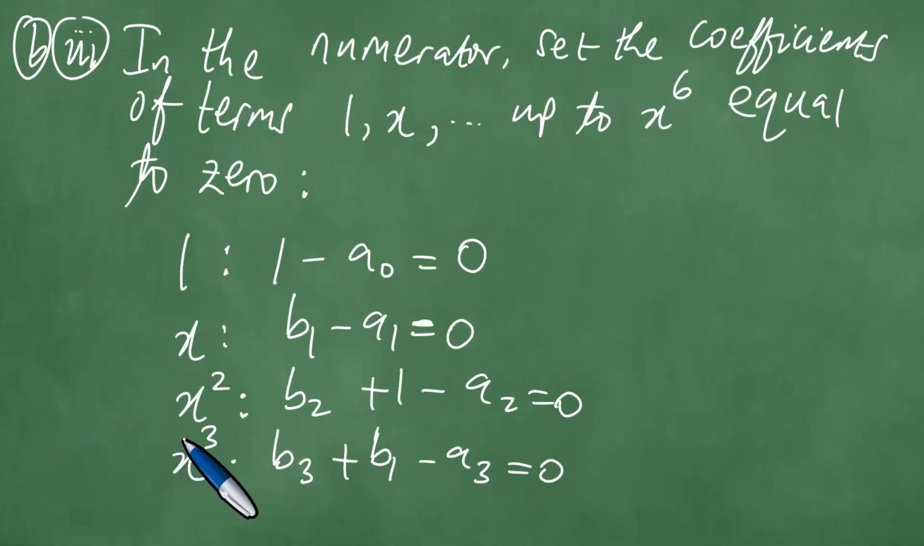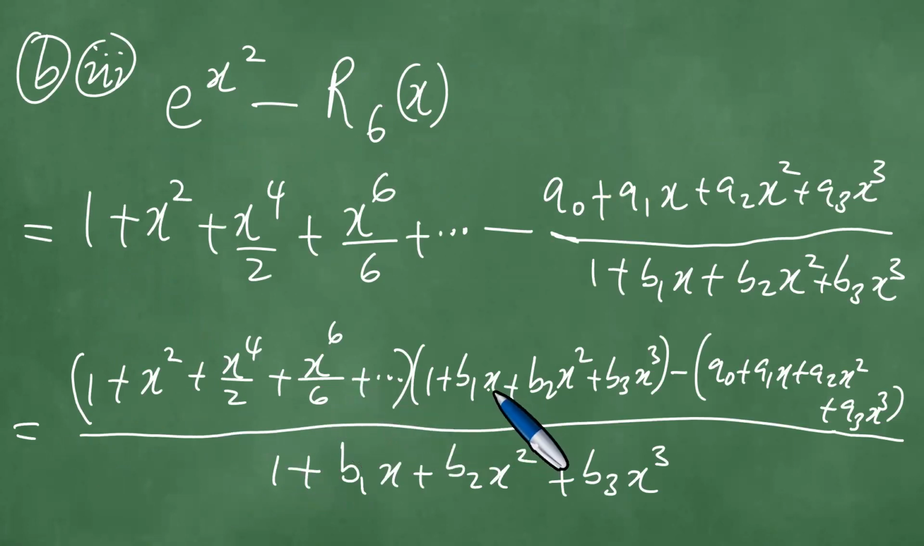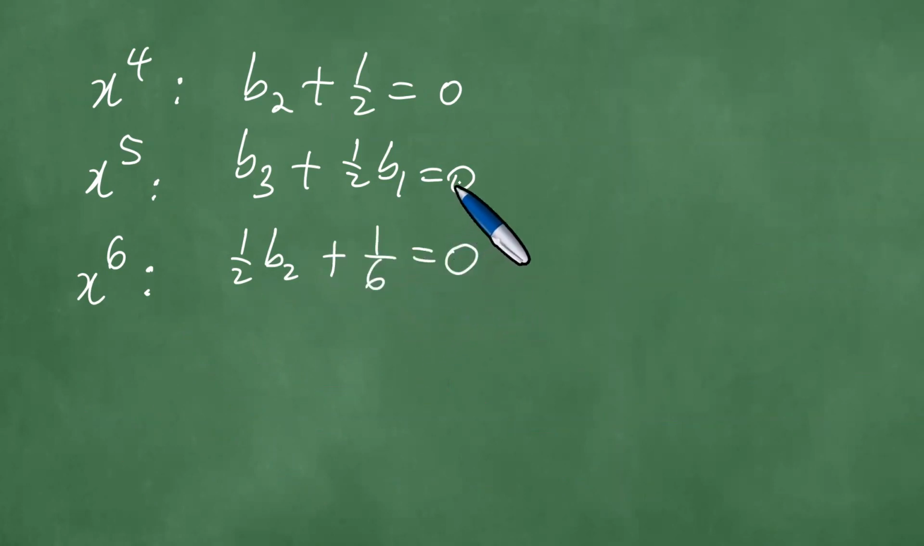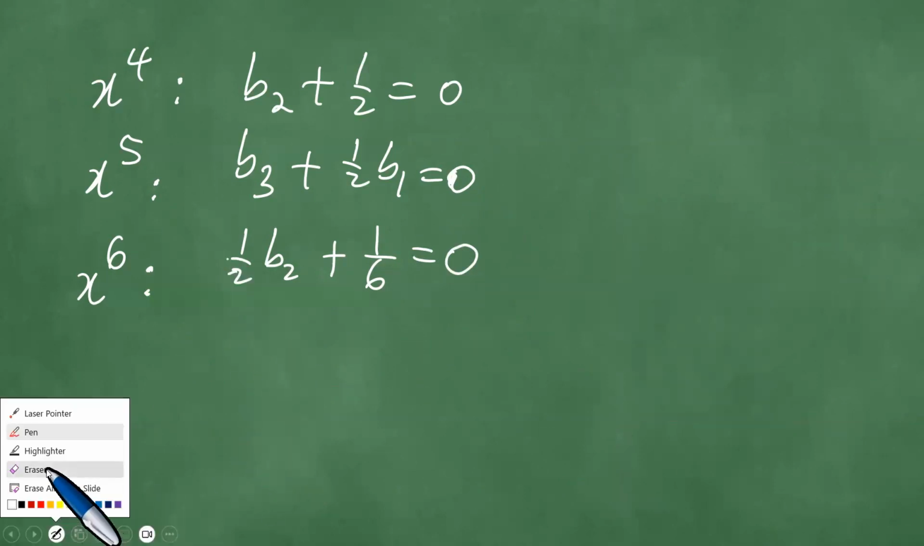Then let's look at x to the sixth power. X to the sixth power is going to be this one, 1 by this, which is x to the sixth power. Another x to the sixth power is going to come from B2, because B2 x squared by x to the fourth is 1/2 x to the sixth power. Plus 1/6 equals 0. So it's half B2.